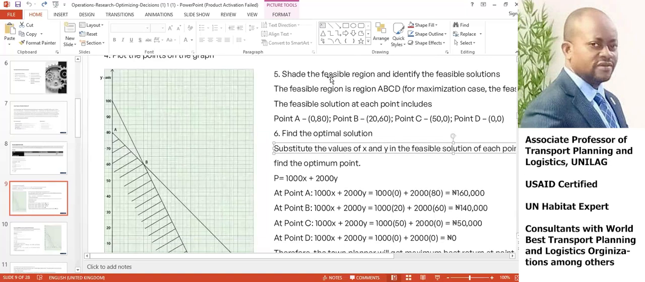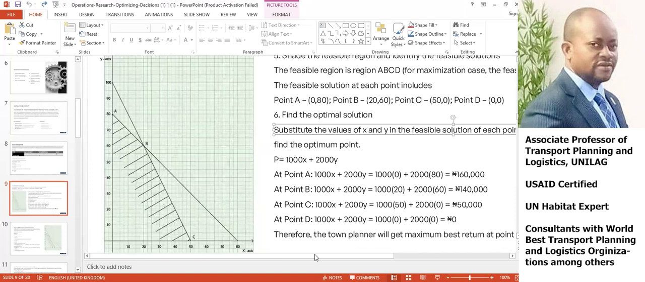What we do is shade it down, because we are doing maximization. If it is minimization, you shade it up. Now, if you look at these points, let me take it up again so that I can see the 50 and 80. Can you see the 50 here?